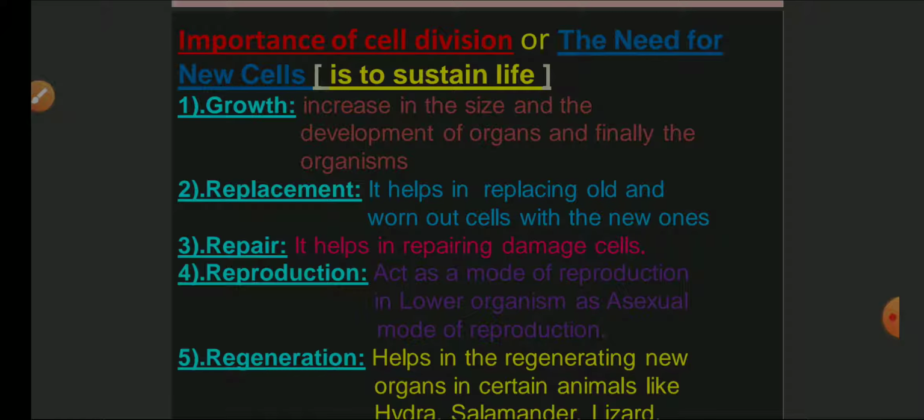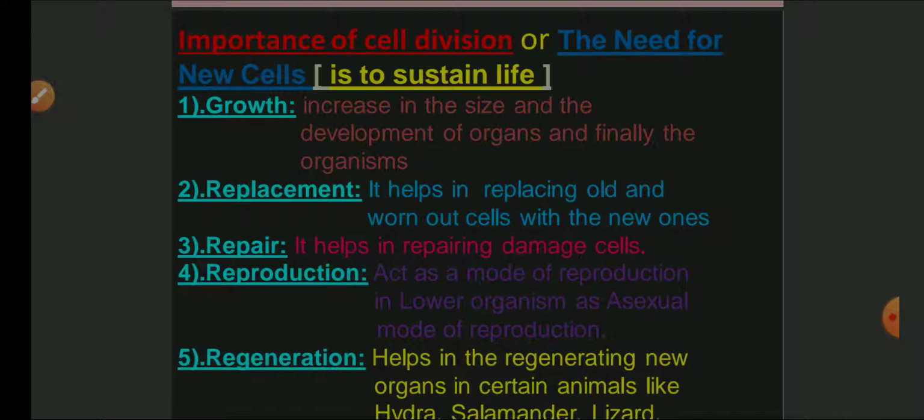Number 2, replacement. It helps in replacing the old and worn out cells with new ones. Students, whenever you are taking a bath and wiping your body with the towel, what happens? Millions of cells are falling off. Then what is happening there? The new ones are being added, and that is with the help of cell division. So cell division helps in growth, helps in replacement, and number 3 is repair. It helps in repairing damaged cells. If someone gets injured, what happens? New cells are formed. Repairing of the damaged cells takes place. That is very important for our body.